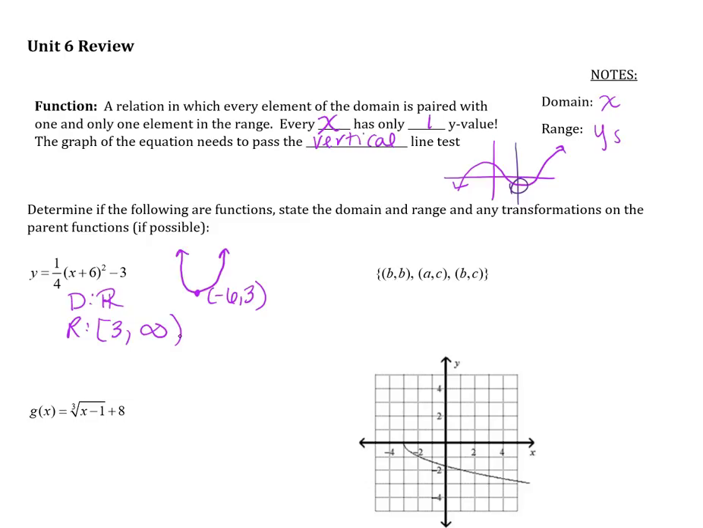If I look at a set of points, in terms of letters A, B, and C, I'm noticing that B is happening twice. I can't have the x's repeat. Remember, every x has to have only one y value, and right now it has 2, so this is not a function.